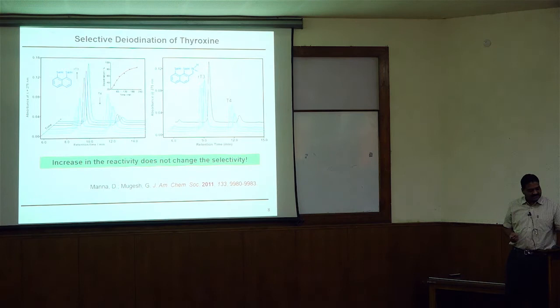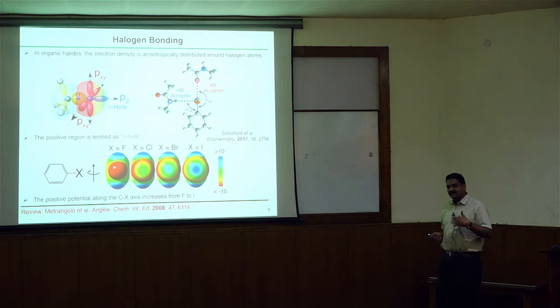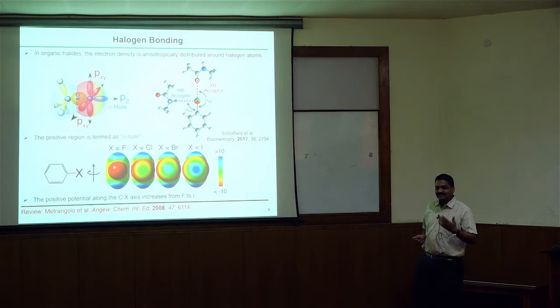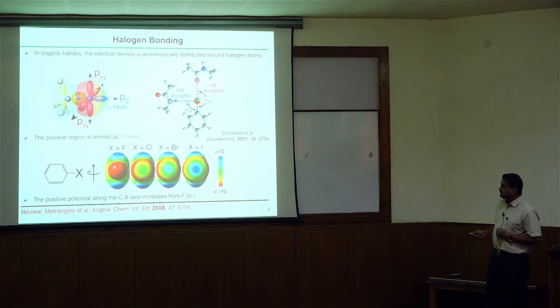And this was the time we started looking at the mechanisms, because already we had published two papers. The referee started asking, what is the mechanism? We want to know how it selectively removes one iodine from thyroxine. So that was the time I started reading about halogen bonding, and you all know about it.